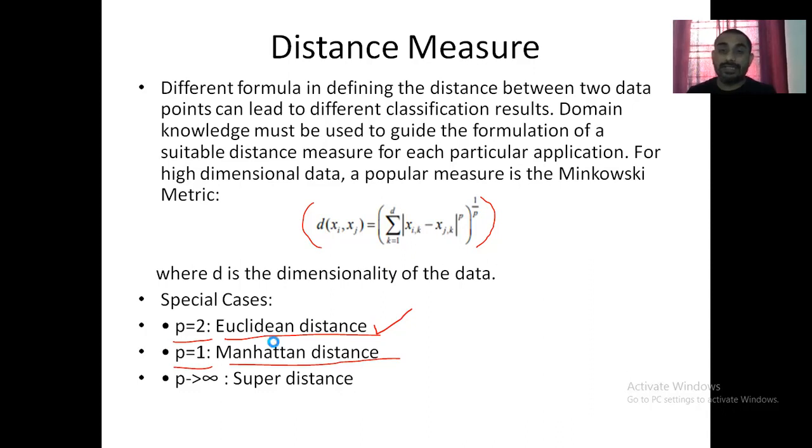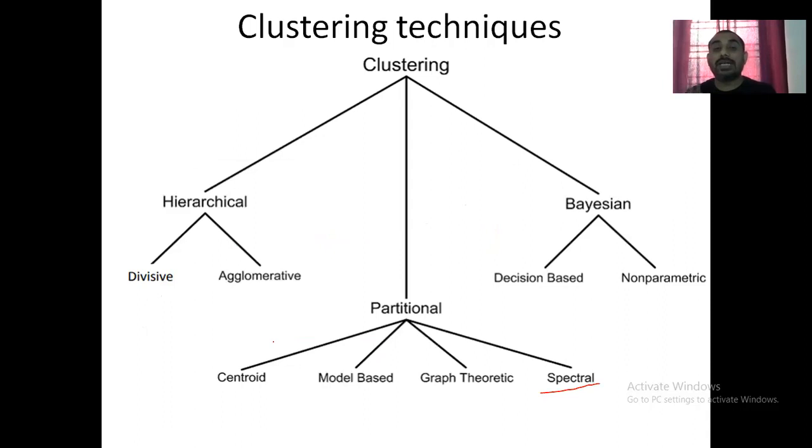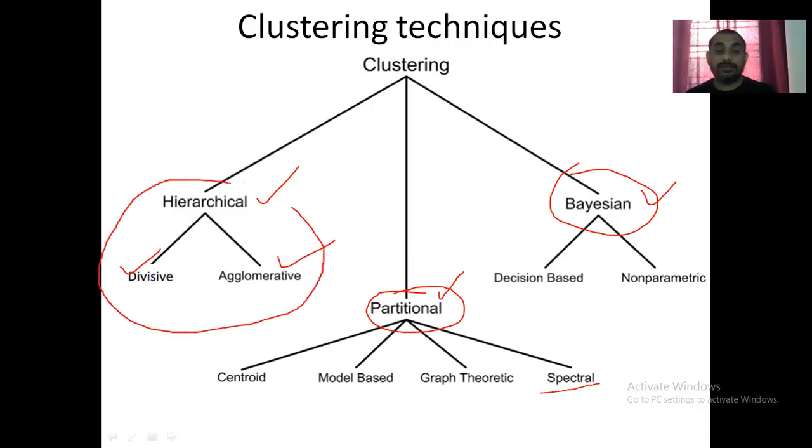These are the clustering techniques. They are further divided into three types: hierarchical clustering, partitional clustering, and Bayesian. Hierarchical clustering is further divided into two categories: the divisive clustering algorithm and the agglomerative clustering algorithm. These are again divided into more categories, but we will concentrate on hierarchical clustering, divisive and agglomerative clustering algorithms.